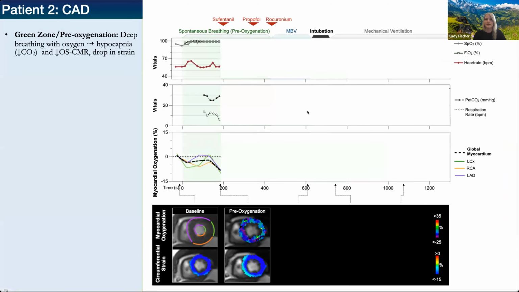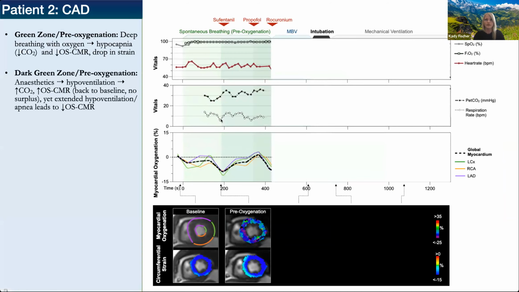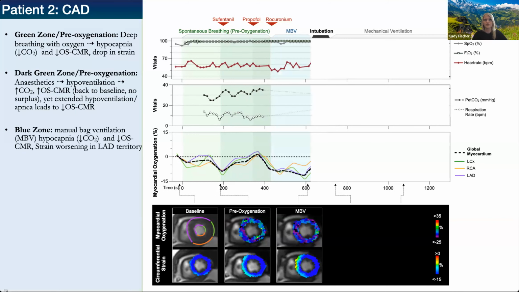So what we see is the exact same thing as with the healthy people. Pre-oxygenation eventually leads to a deoxygenation in the myocardium, associated with a significant drop in CO2 and end tidal CO2. Once we start giving the medication, the patients slow their breathing and CO2 rises here, and we see a recovery in the oxygenation back to baseline. We don't see a surplus like we see in the healthy controls. And then again, manual bag ventilation is exactly the same as hyperventilation.